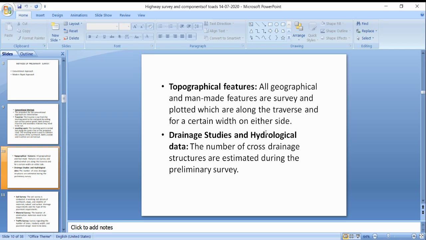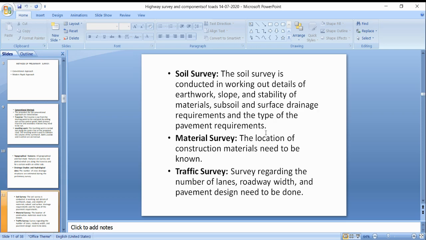Next comes drainage studies and hydrological data. The number of cross drainage structures is estimated during the preliminary survey. In the preliminary survey, we have to expect how many cross drainage works are going to be needed throughout the alignment. So that also we have to do.